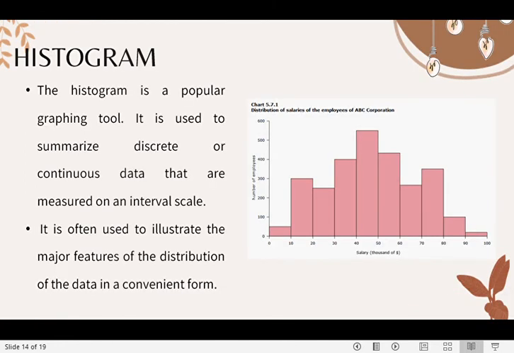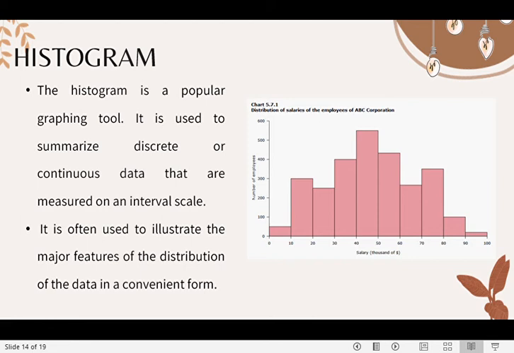Okay, so another graph is the histogram. The histogram is a popular graphing tool. It is used to summarize discrete or continuous data that are measured on an interval scale. So what are examples of discrete data? Let us say, for example, during the flood in some areas in the Philippines, how many people died in that particular disaster. So you have to count how many, no? That is an example of discrete data, and you can plot that using a histogram.